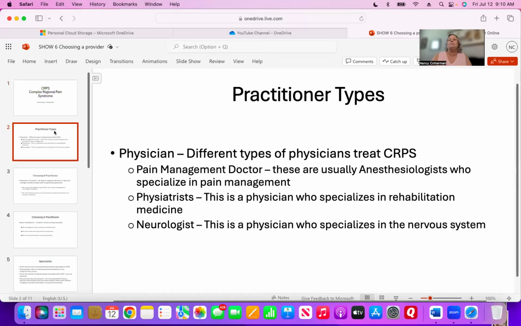So, there's obviously physicians, and there are different types of physicians that treat CRPS. There's the pain management doctor. These are usually anesthesiologists who take additional training on pain management. Physiatrist. A physiatrist is a physician who specializes in rehabilitation medicine, and a neurologist. This is a specialist who treats things in the nervous system.